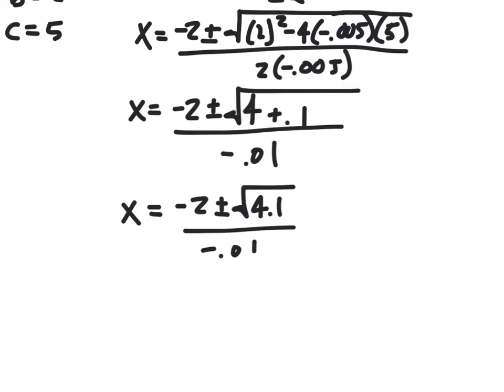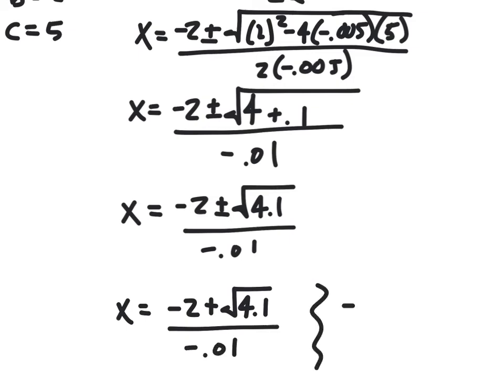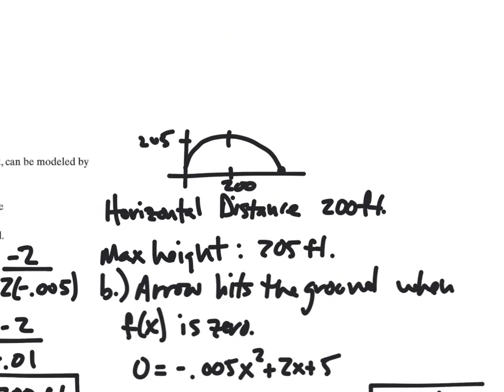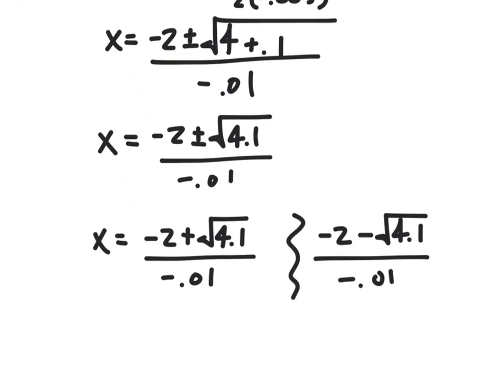Here's my answer. It's not going to be nice and neat. However, let's do negative 2 plus the square root of 4.1 over negative 0.01, and then let's find negative 2 minus the square root of 4.1 over negative 0.01. I need to do both of them because I'm going to have 2 solutions here, but I'm looking for the one that's positive, because that's when it's going to hit the ground. The other one is going to be negative because we have a y-intercept of 5, and that's going to go that way. So let's come down here and plug this into the calculator first.